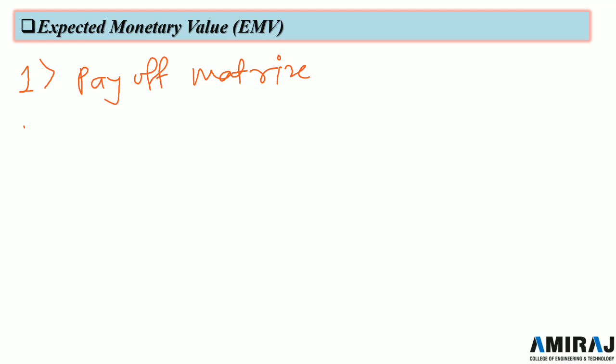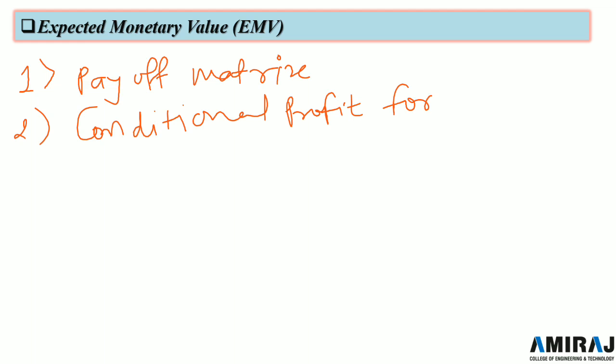The second step is to determine the conditional profit for each decision event combination along with the associated probabilities.